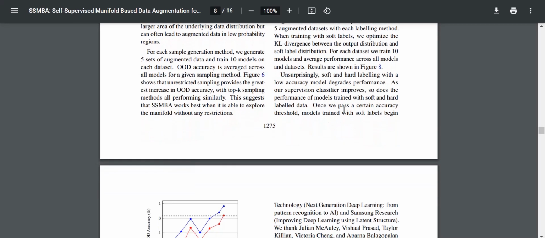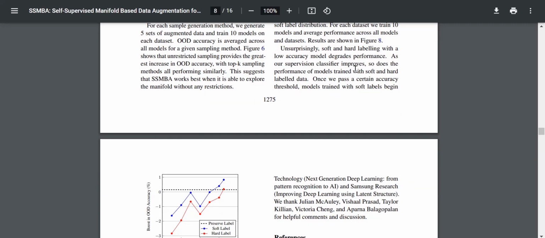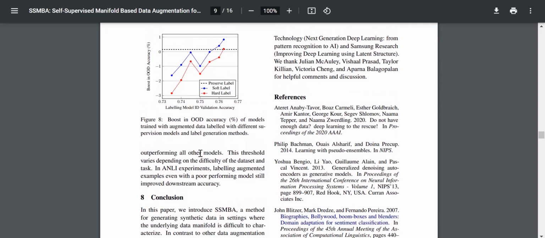Unsurprisingly, soft and hard labeling with a low accuracy model degrades performance. As our supervision classifier improves, so does the performance of models trained with soft and hard labeled data. Once we pass a certain accuracy threshold, models trained with soft labels begin outperforming all other models. This threshold varies depending on the difficulty of the dataset and task. In ANLI experiments, labeling augmented examples, even with a poor performing model, still improves downstream accuracy. So you can see soft labeling outperforms both hard labeling and preserving labels once you cross this threshold, and this threshold varies depending on the task.